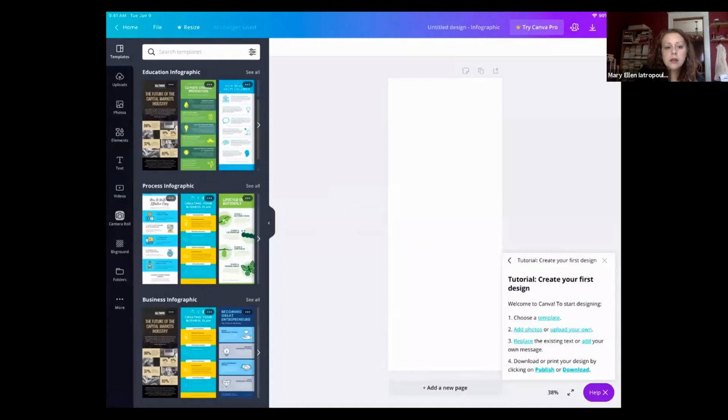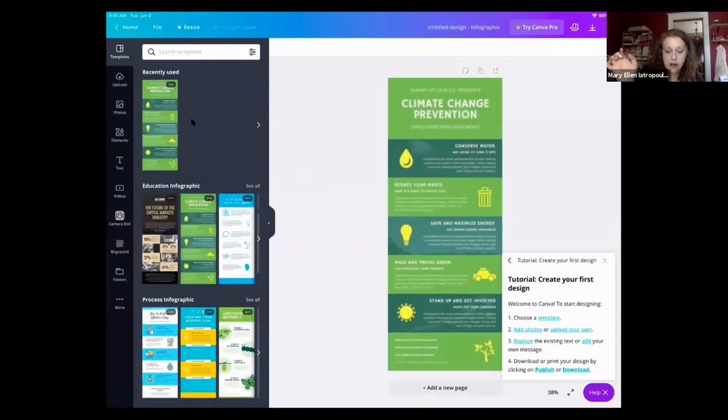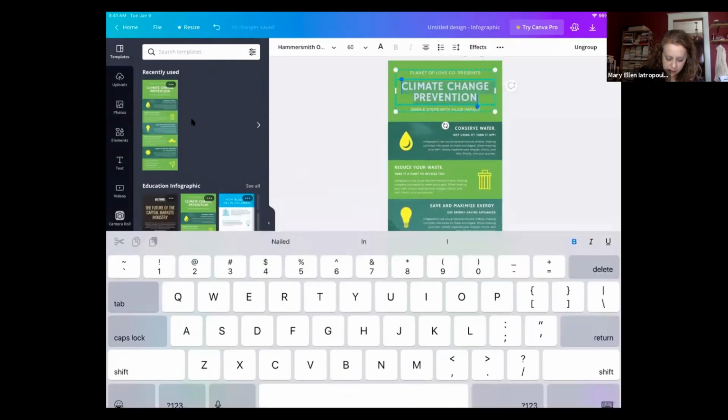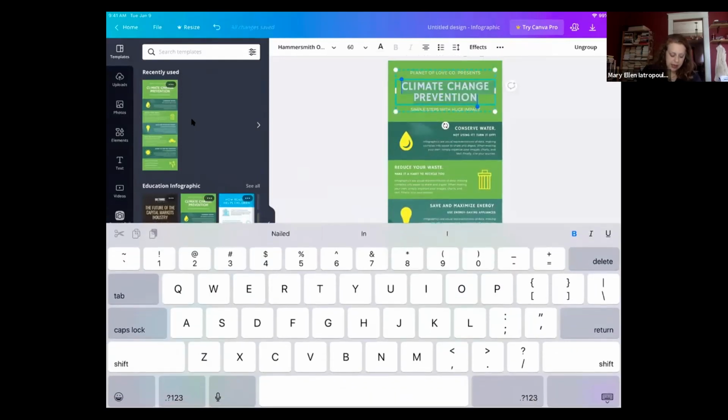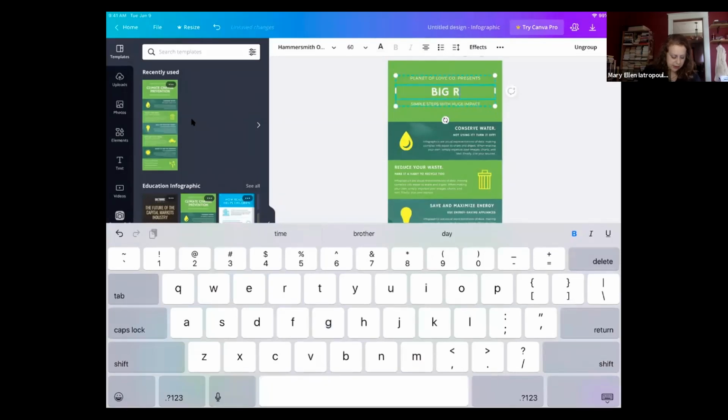All right, so we can see over here that there is a template that looks very much like the ones that my students use that we just saw before we took the break. Here we have a place where you can literally just delete the text that's already there, and we can add in our own text. Sorry, Mary Ellen.